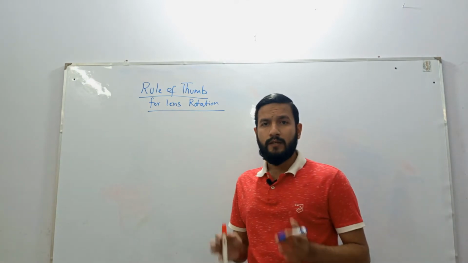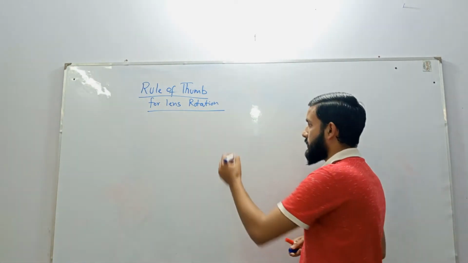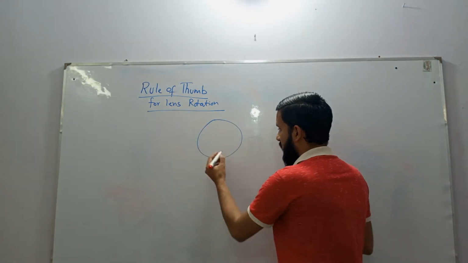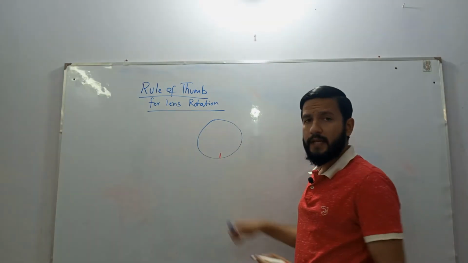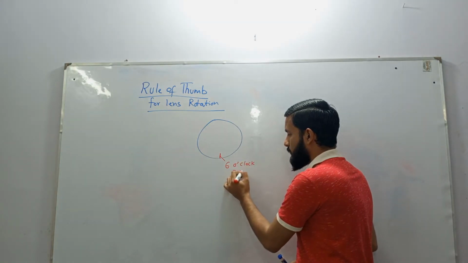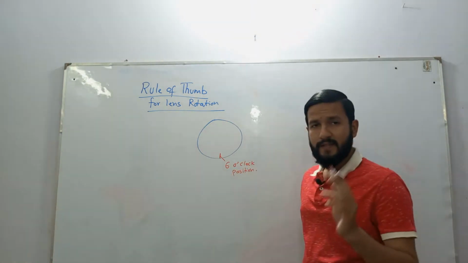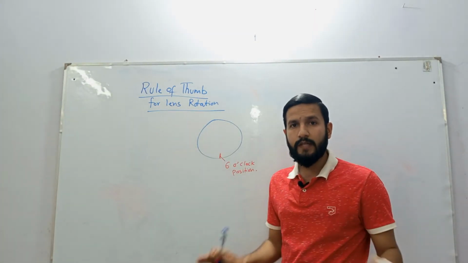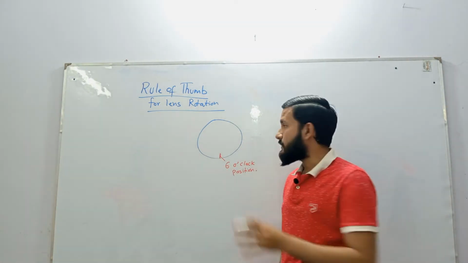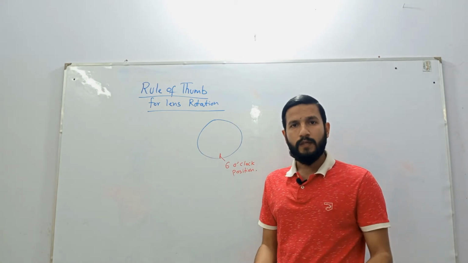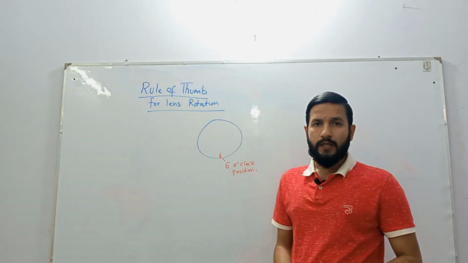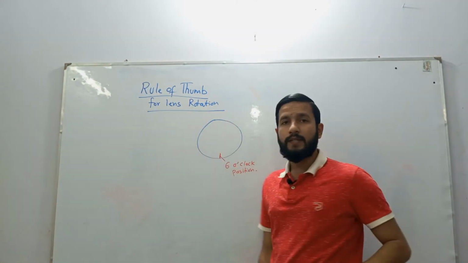In toric soft contact lenses, there is a lens mark. Usually, it is placed at the 6 o'clock position. Now, this lens mark does not indicate the axis of the cylinder. This just indicates that if it is present at the 6 o'clock position, then the fitting of the soft toric contact lens is good.